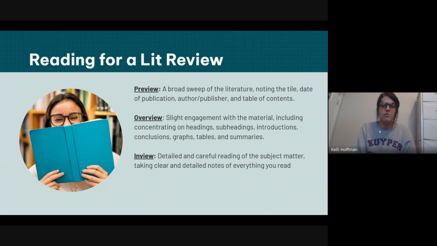So take notes on everything you read, identifying the themes and what stands out. Are some of the topics and variables you want to study present in the article? You can pull from that. So save yourself some time from reading every article in depth. Do the preview, overview, inview if it's something you find to be helpful.